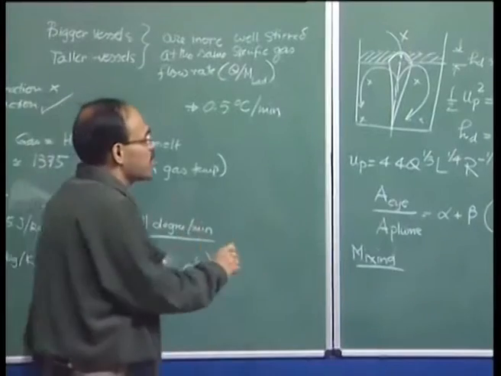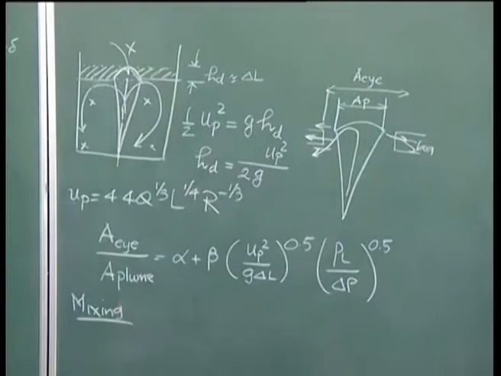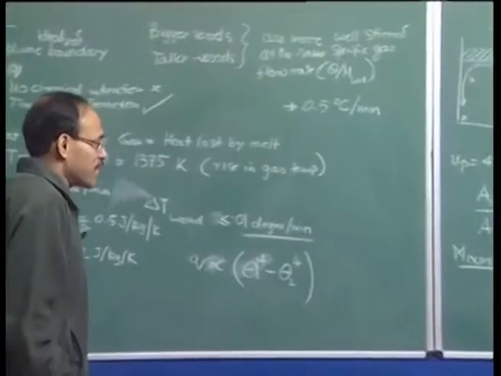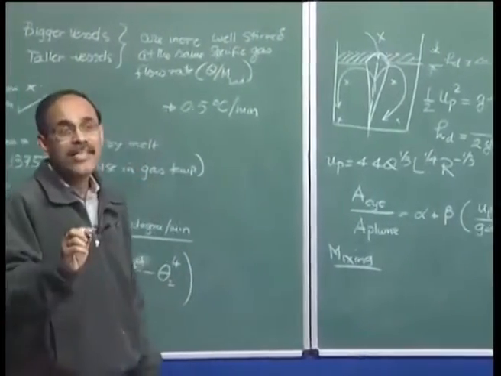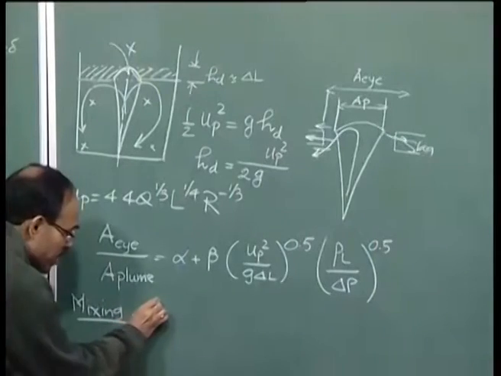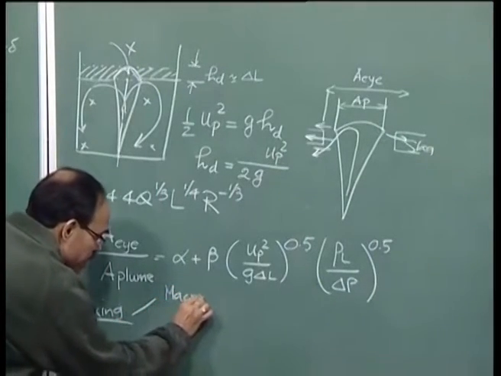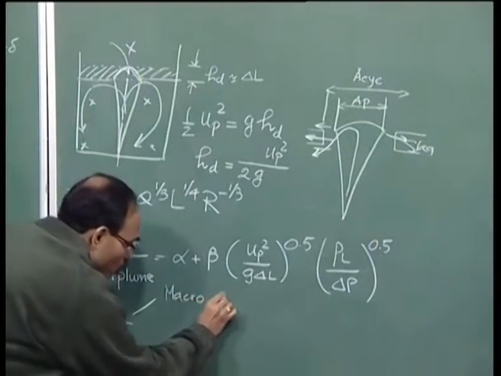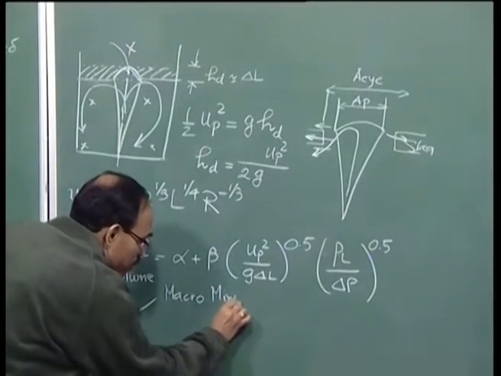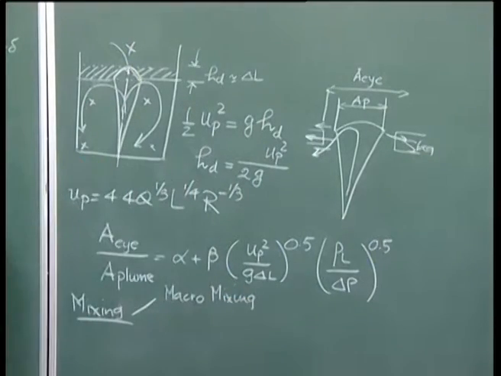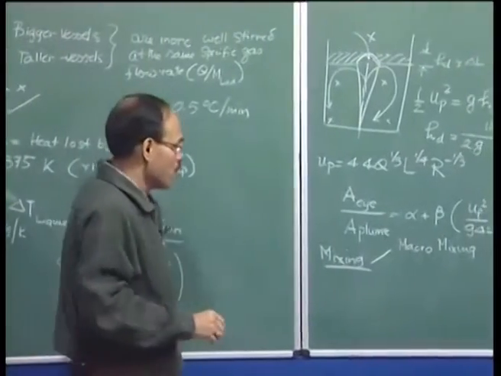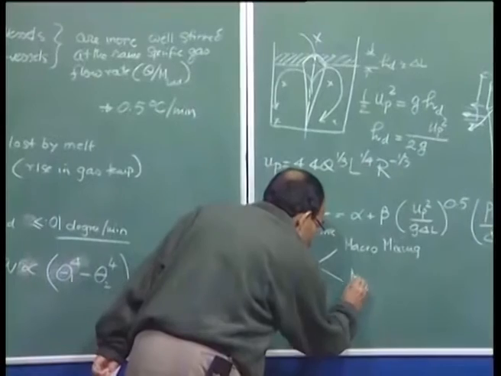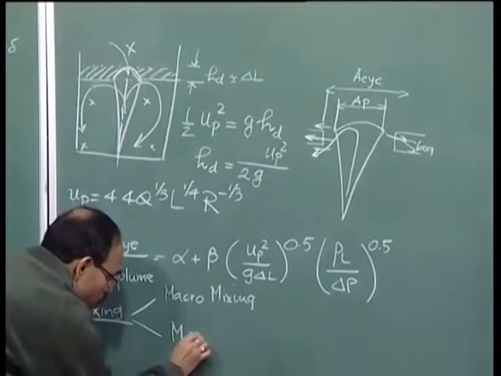So, material mixing and thermal mixing are important objectives of gas stirring, and when we talk of mixing, we must understand that mixing is basically macro mixing and micro mixing. In engineering, we always talk about macro mixing, not micro mixing. Micro mixing means mixing at the molecular level, but in engineering applications we are not really concerned with micro mixing, we are concerned about macro mixing.